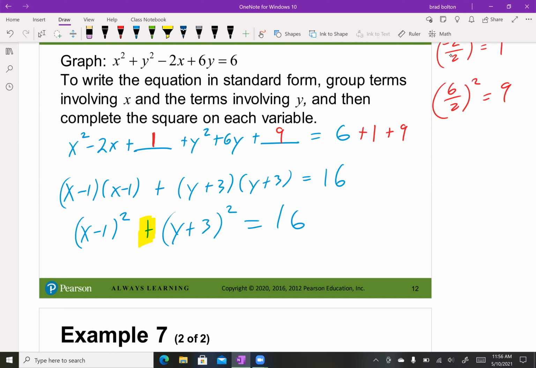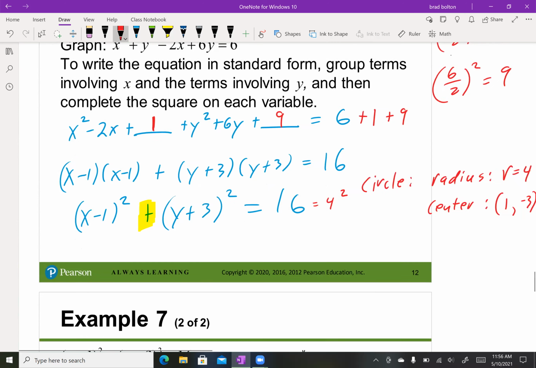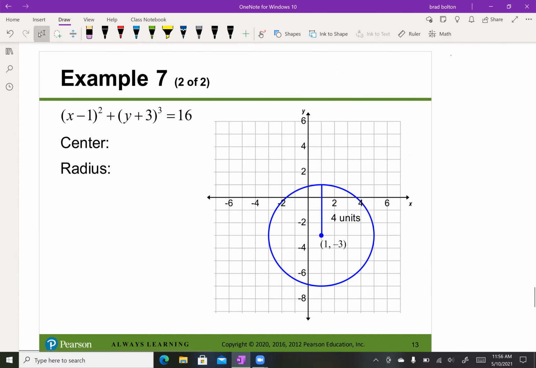So for this one, we know this is a circle with a radius of r equals 4, because 16 is really 4 squared, right? And it has a center of 1 comma -3. Okay, so if I come down here and look, they say the center is 1 comma -3 and the radius is 4. Here's their 1, -3 and then a radius of 4. So they did everything we did, but this is just a nicer drawing than I can do.